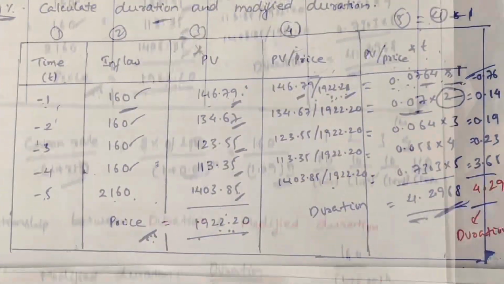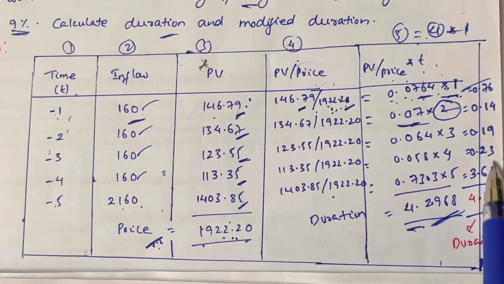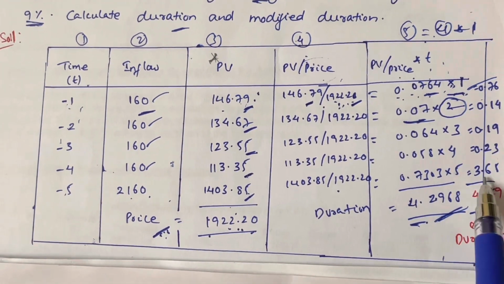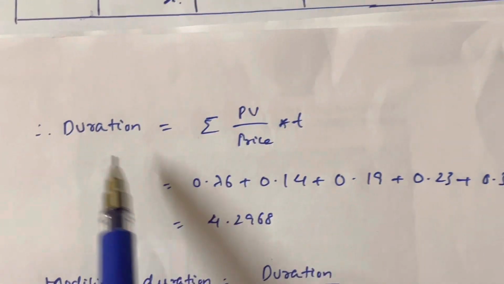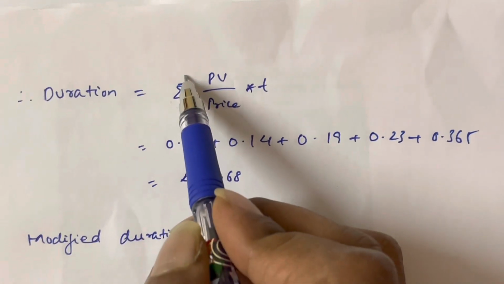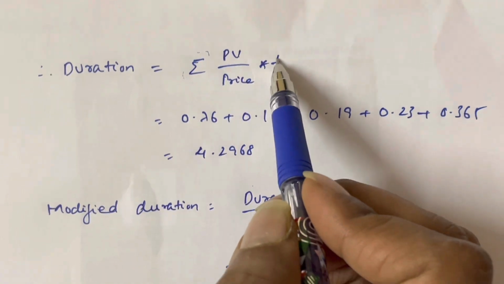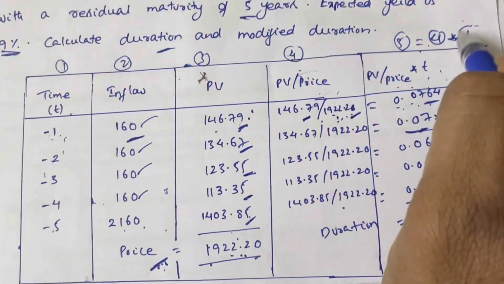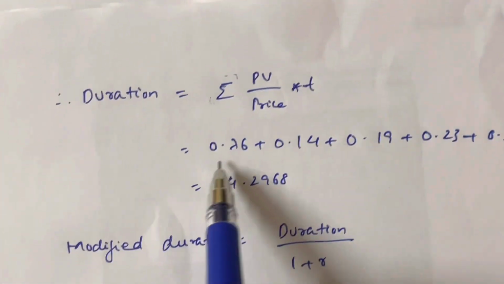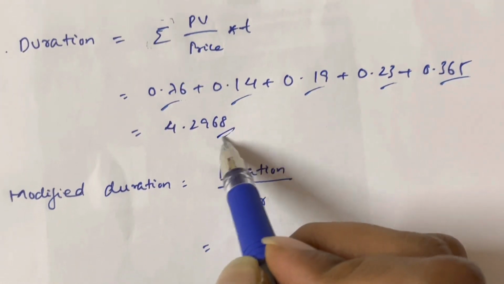So duration means we have to add all these values, that is 0.76 to 3.65. Duration is the sum of present value by price into time. We multiplied with the respective time, that is fifth column equals fourth column into first column. That gives values for the first year, second year, third year, fourth year, fifth year. The sum of these will give approximately this value.